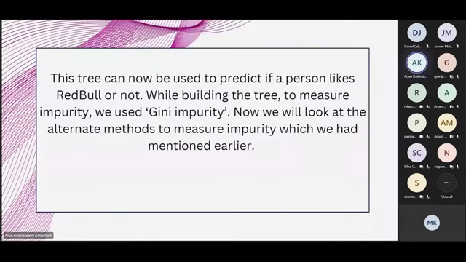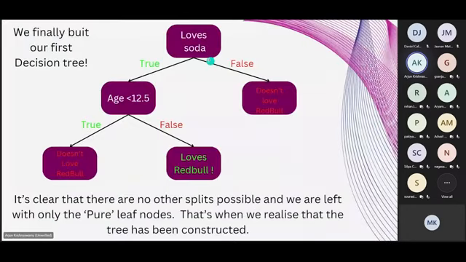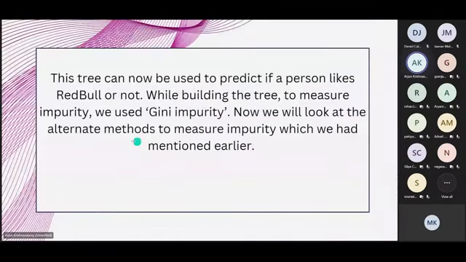So now this tree can be used to predict if a person likes Red Bull or not. I'll show you why this does a good job. Suppose you have a person who likes soda and is aged, say, 15. So he likes soda and he's aged 15, so he loves Red Bull. Given a new person with some likes and dislikes and his age, we are effectively able to predict if he loves Red Bull or not using this tree.